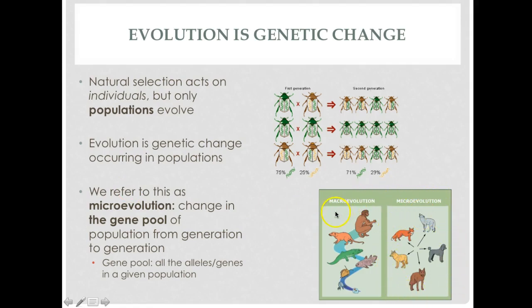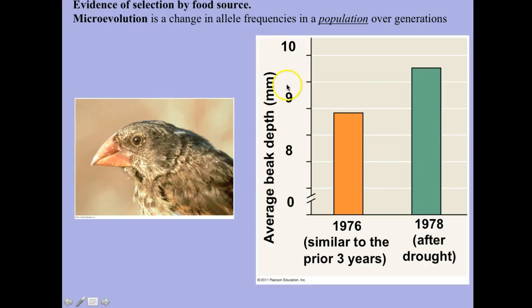This is different from macroevolution. Macroevolution is big scale changes. Think amphibians evolving from fish, and then reptiles evolving from amphibians, or humans evolving from earlier, smaller primates. Those are big changes that happen over millions of years. That's probably what most people think about when they think of evolution, but we're going to be looking at smaller changes, microevolution.